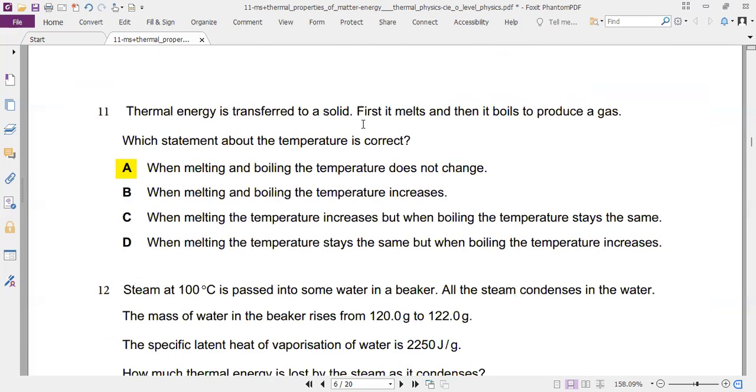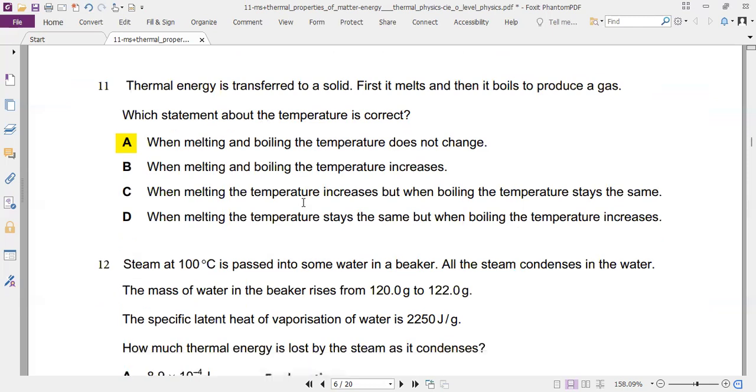Thermal energy is transferred to a solid, it melts and then boils. Which statement of temperature? When melting and boiling, temperatures do not change. We know that very well.